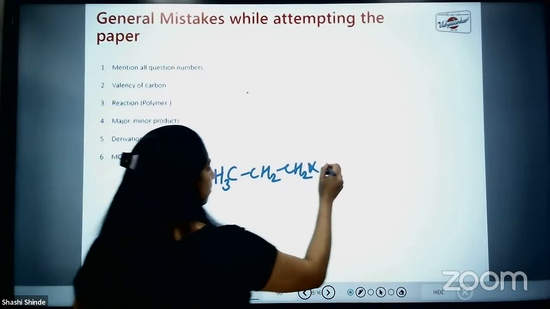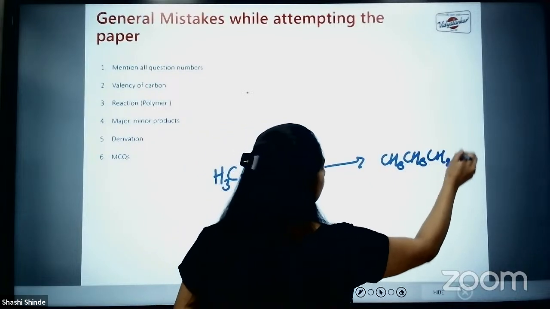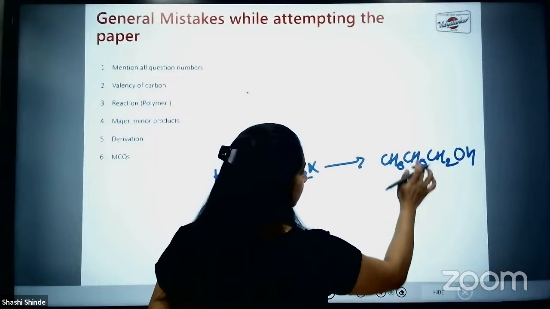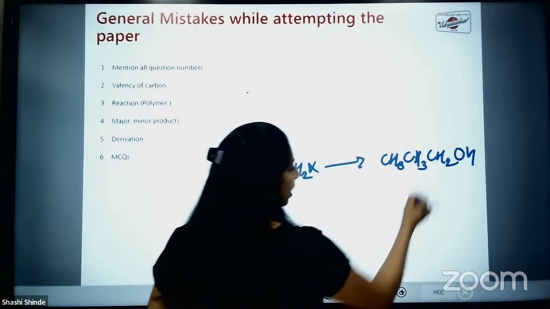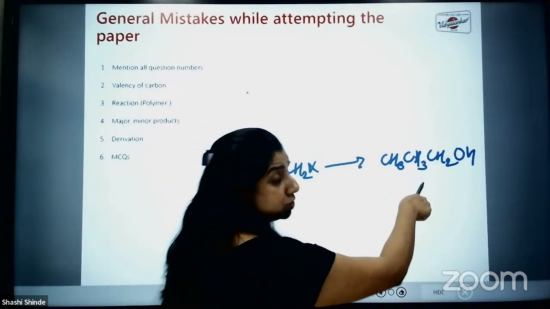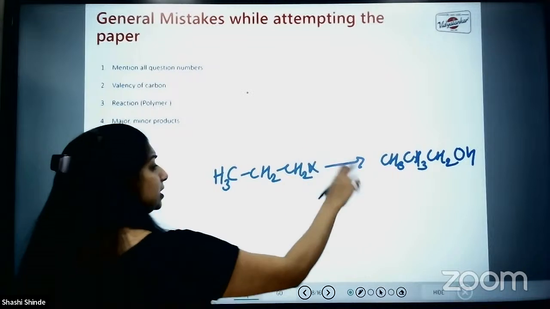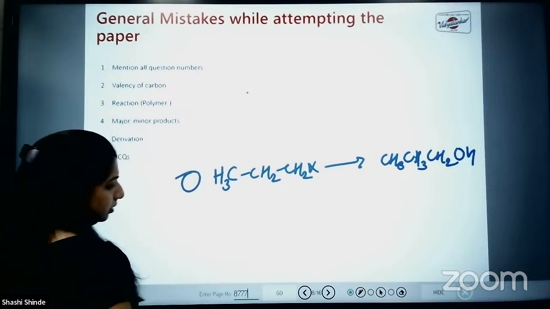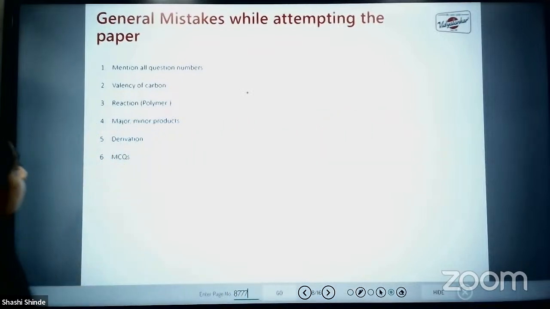Suppose here we have X and we are getting a product wherein CH2, CH3, CH2. Here this is making CH3 by mistake. After CH3, here we should write CH2. So this happens by mistake. But if your valency of carbon is not correct, even though your whole reaction is right, you will get 0 marks for that. So please see that the valency of carbon does not become 5 or 3. It should be only 4.